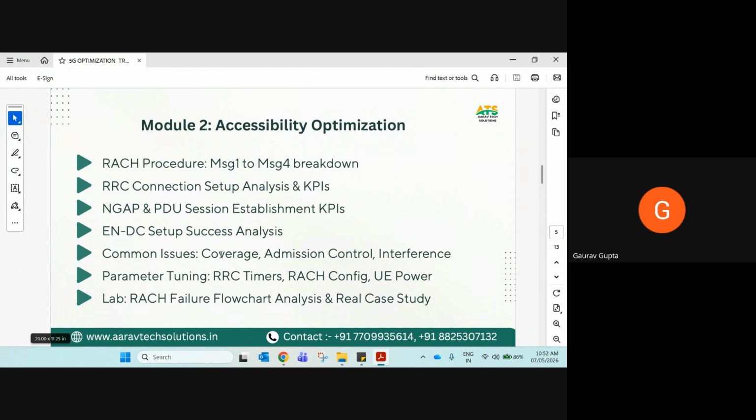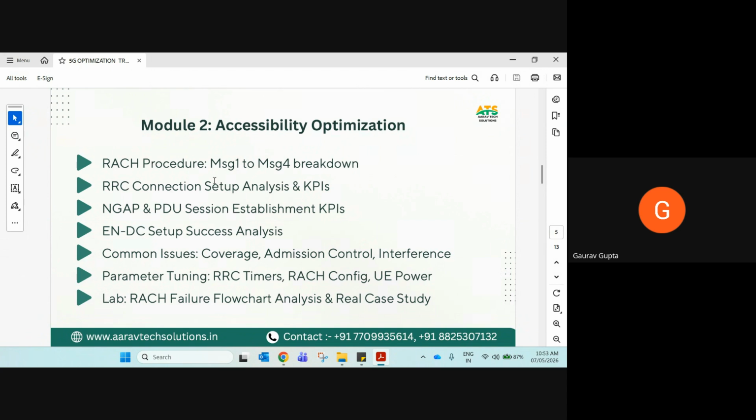So first of all, we will see the very common issues that lead to the degradation in my accessibility KPI optimization. The issues that are related with coverage, admission control, and interference. So that all we will see accordingly. And one interesting thing which I would like to share with you all, because I promised you that it will not be a theory class: often, after every 2 topics, I'll show you some real world case studies, so that the concept would be fully absorbed into your mind.